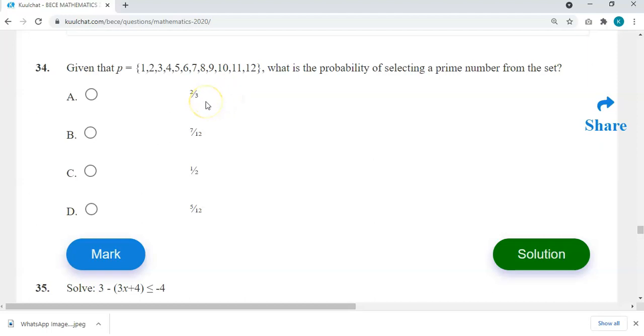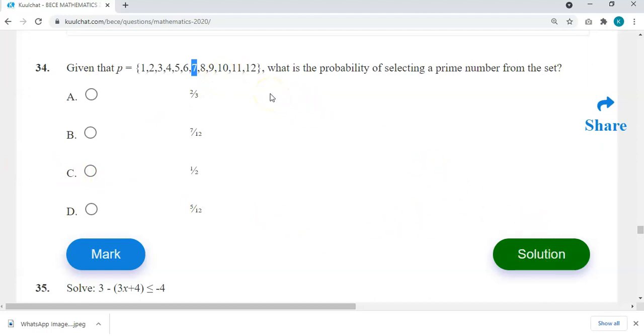Okay, so let's see which of these numbers could be prime. So remember, 1 is not a prime number. So we start from greater than 1. Okay, so 2 is a prime number because there's no other number that can go into it except 1 and itself. 3 is also a prime number, and 5 is also a prime number. 7 is also a prime number. Then 11 is also a prime number. So you count how many of the prime numbers you have.